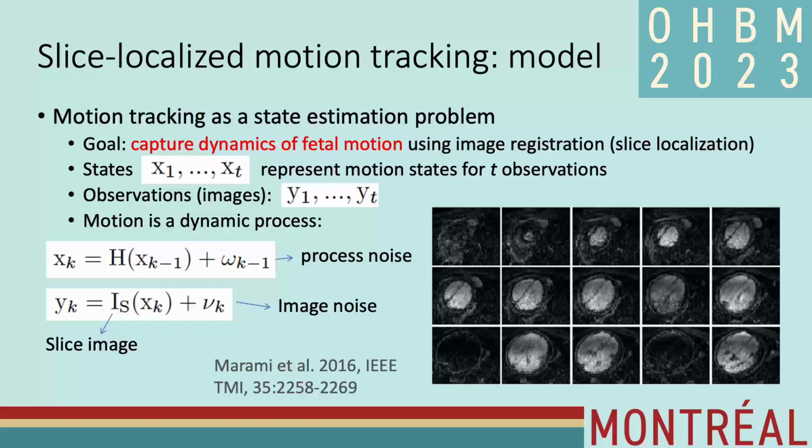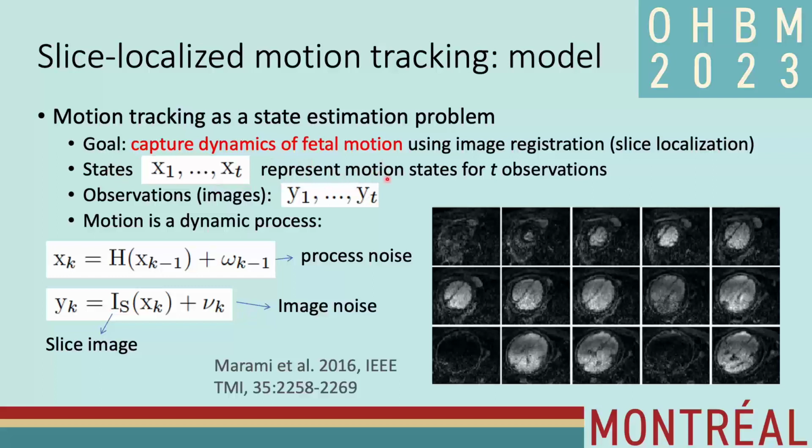So we ought to compensate motion not only at the volume level, but preferably at the slice level, as there is significant interslice motion in the MRI volumes. Plus, interslice motion may occur, and it may corrupt some of the slices, as you can see in some of these slices in this image. So we aim to capture motion dynamics through a combination of image registration and Kalman filtering for slice localization.